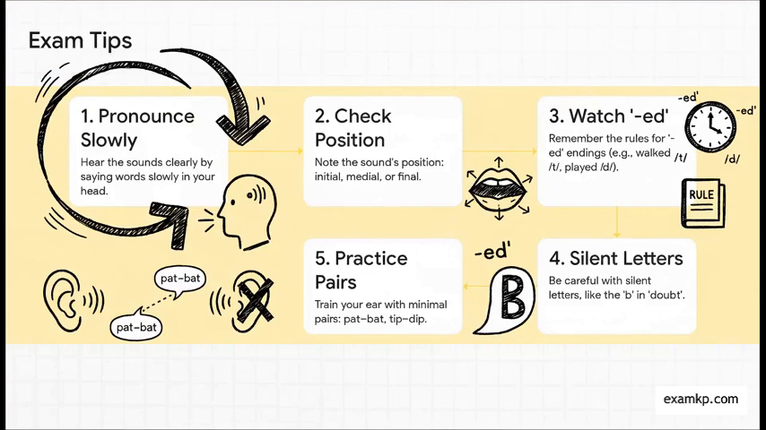3. You must memorize the rules for ed endings. After a voiceless sound, it's t. After a voiced sound, it's d. 4. Watch out for silent letters. They are designed to trick you, like the B in doubt. And 5. Train your ear. The best way is by practicing with minimal pairs. Say them out loud. Pat, bat. Tip, dip. Cut, got. This helps you feel and hear the difference.